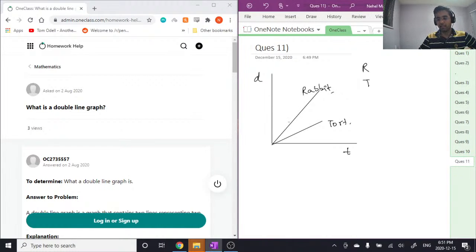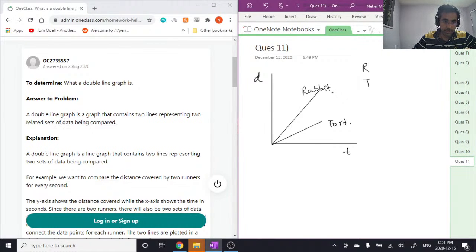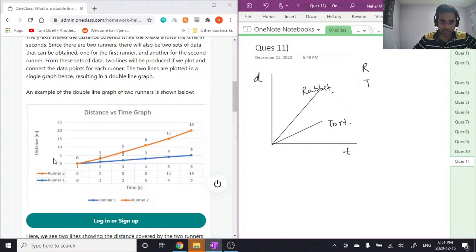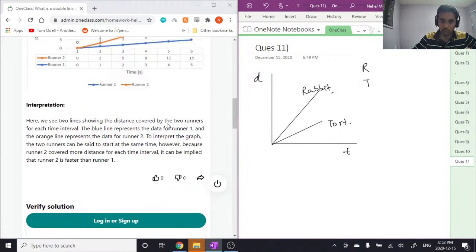So what we have done in this case is we have taken two different examples and plotted them against two variables on the same plot. And this is called a double line graph, when you plot two separate entities on one plot with the same variables. Two related data sets that are being compared, which is exactly what we are doing. So in this case, we have distance and time for runner 1 and 2, and you have seen those plots, so that's correct.